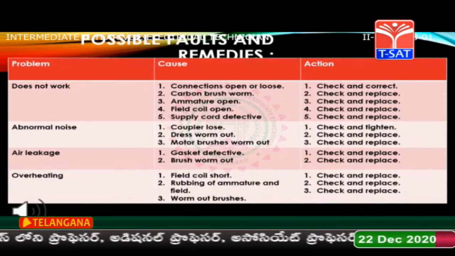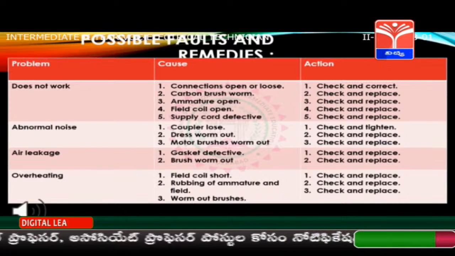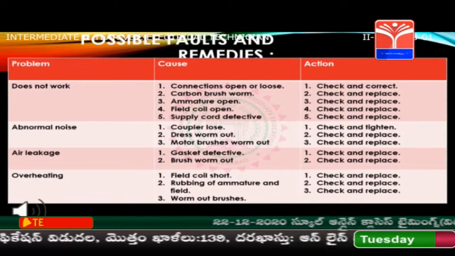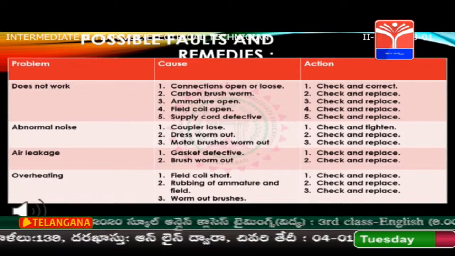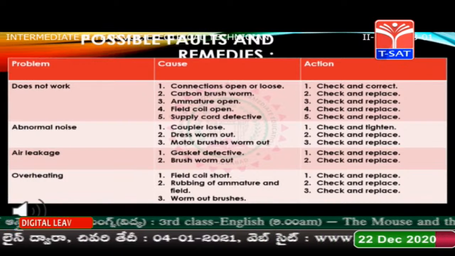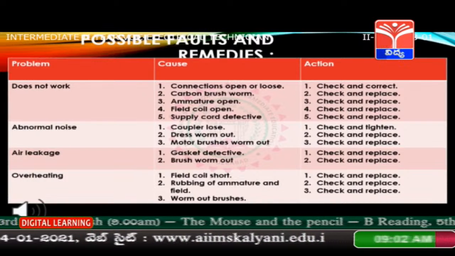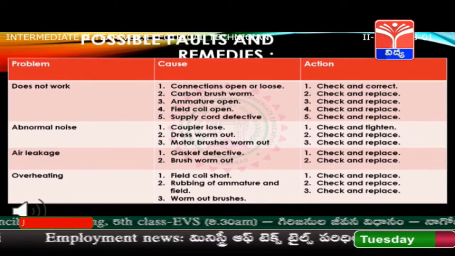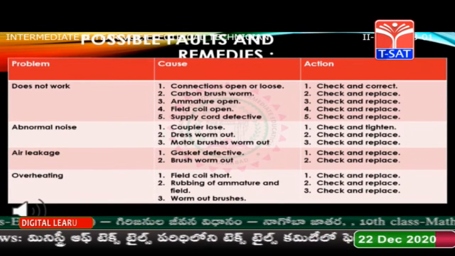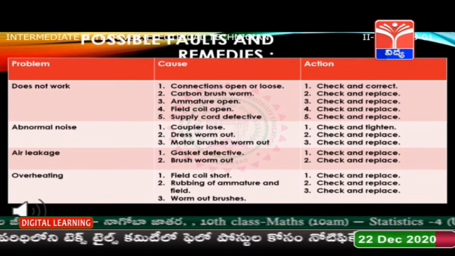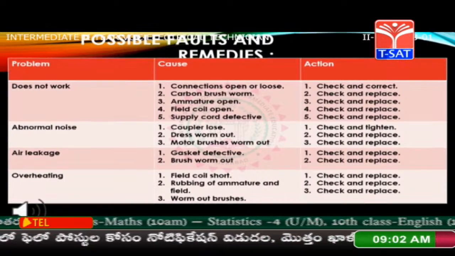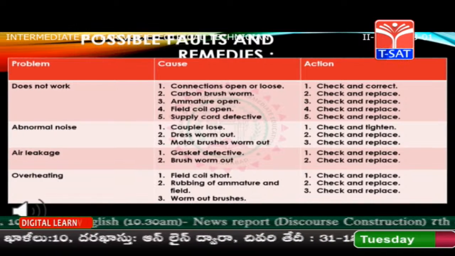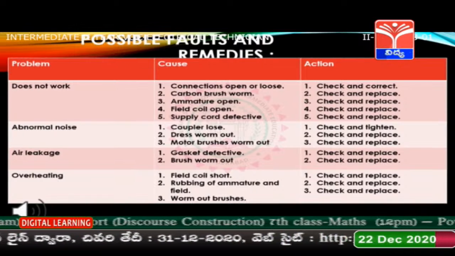Another problem is overheating. Cause: armature or field coil short circuit. Action: check and replace. Second cause: rubbing of armature and field. Check and set the armature with field. Third: worn out brushes. Check the brushes. If worn out, replace them.